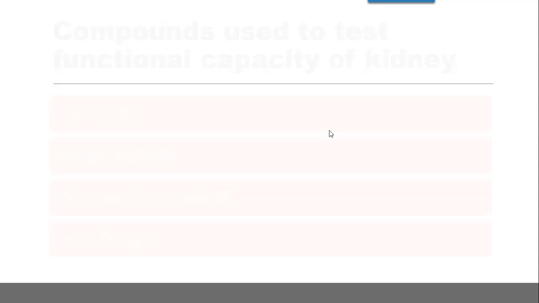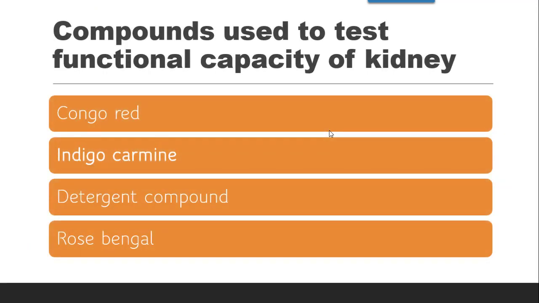As you all know, diagnostic agents are really very important from the uses point of view. So we are going to see the MCQs one by one which are possible on the diagnostic agents. Now the first question from the diagnostic agent is: compounds which are used to test the functional capacity of kidney are.